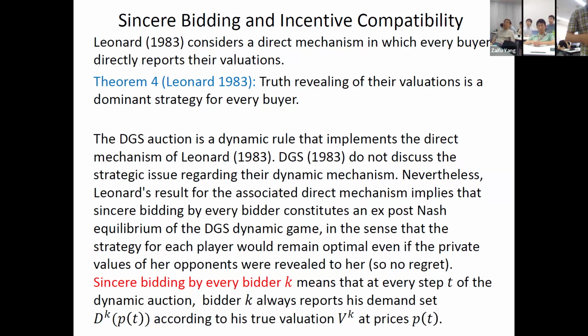You go much faster than. What's the computational complexity of the Dutch auction? Yeah, this is a very good question.